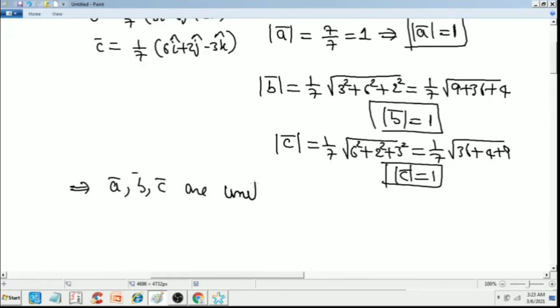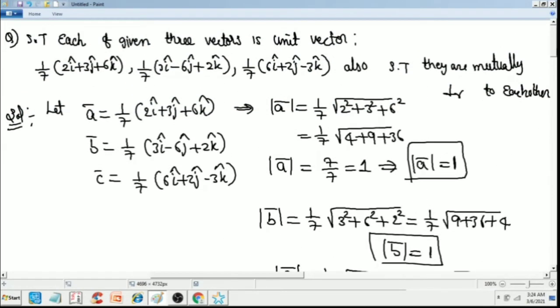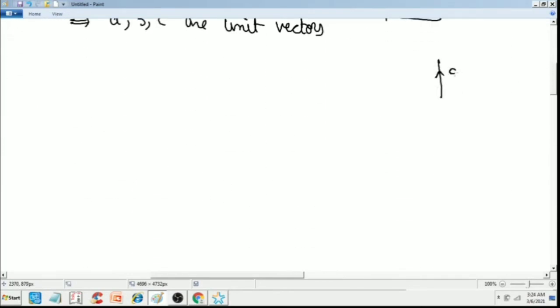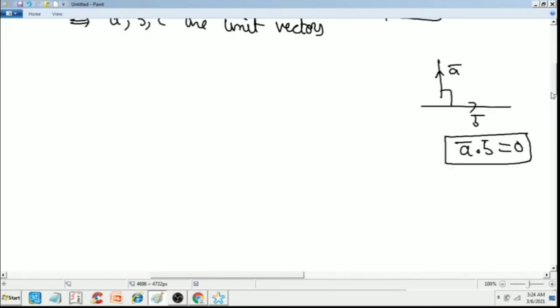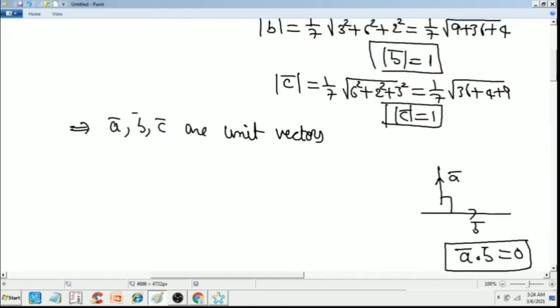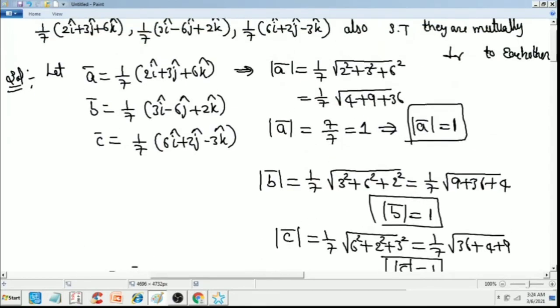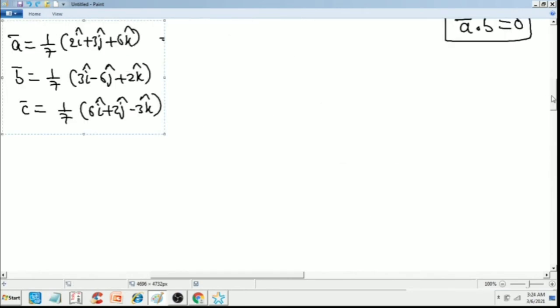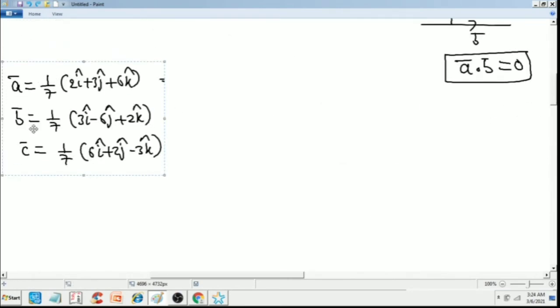vectors. Unit vectors. Next, we need to prove they are mutually perpendicular. Here we have one condition: if vectors A and B are perpendicular to each other, then the condition is A dot B is equal to 0. The dot product will become 0, and that is said to mean both are perpendicular to each other. Now let us consider the A vector, B vector, and C vector. Now we will do the dot product.